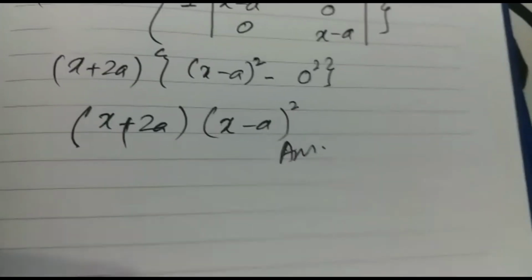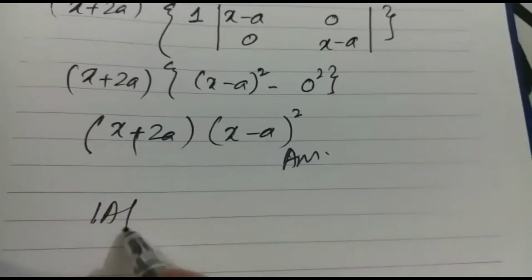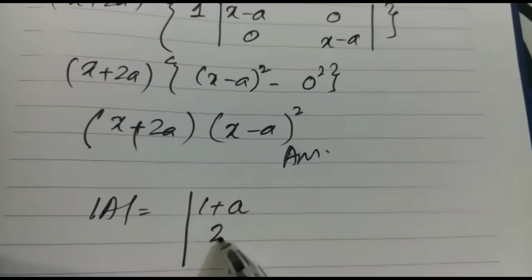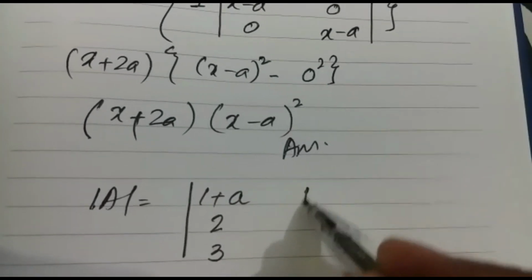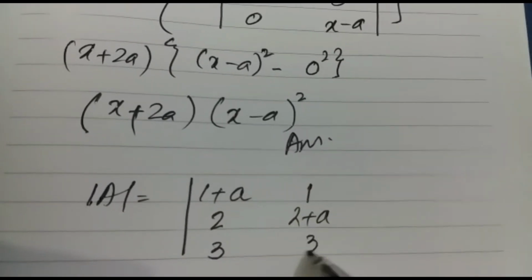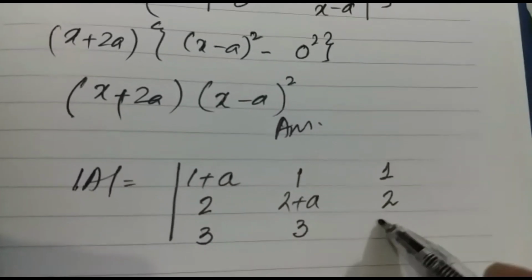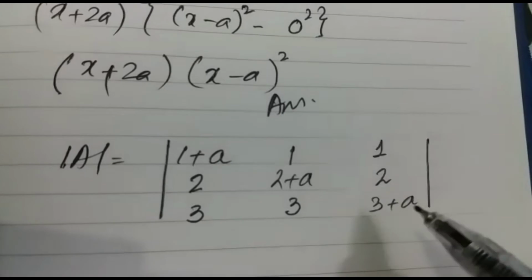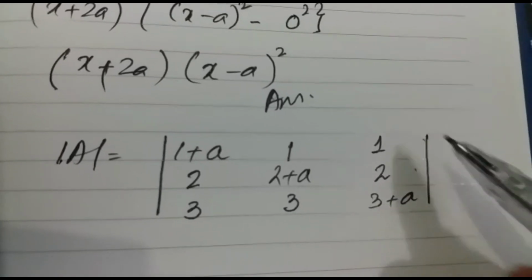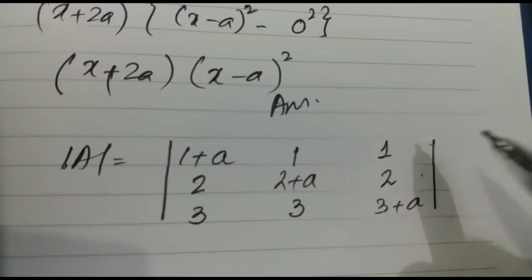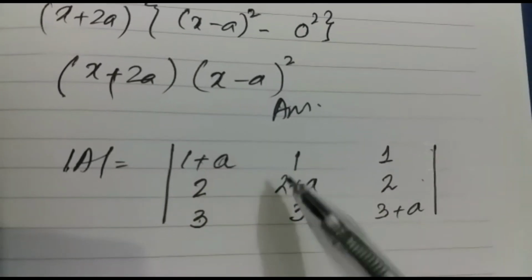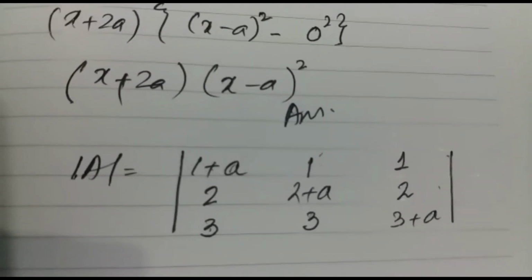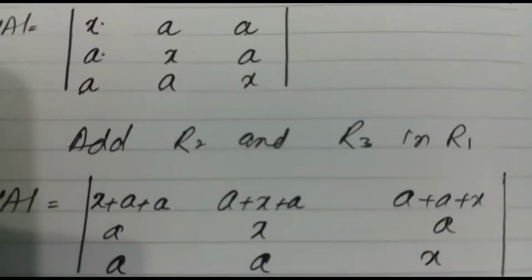Now students, I have given you a home task. You have to evaluate another determinant: 1 plus A, 2 and 3, then 1, 2 plus A and 3, and then 1, 2 and 3 plus A. Students, you can add R2 and R3 in R1. When you add R2 and R3 in R1, it will become 6 plus A, 6 plus A and 6 plus A. The rest of the solution is the same, and if you have any problem you can ask me. I will definitely help you.